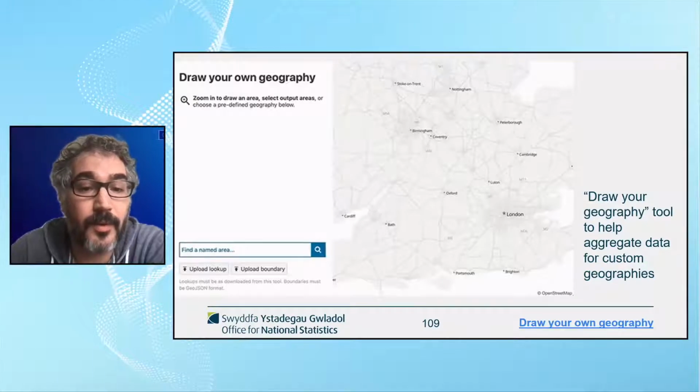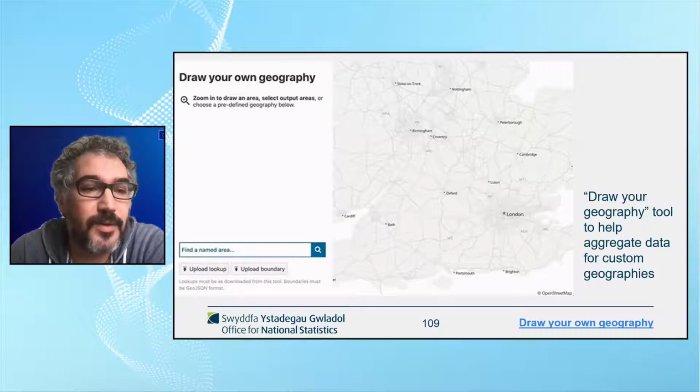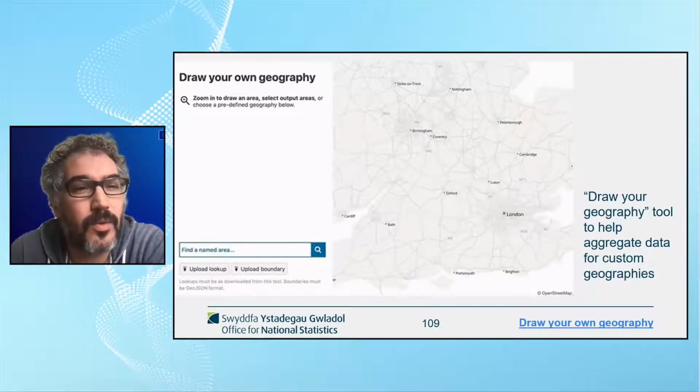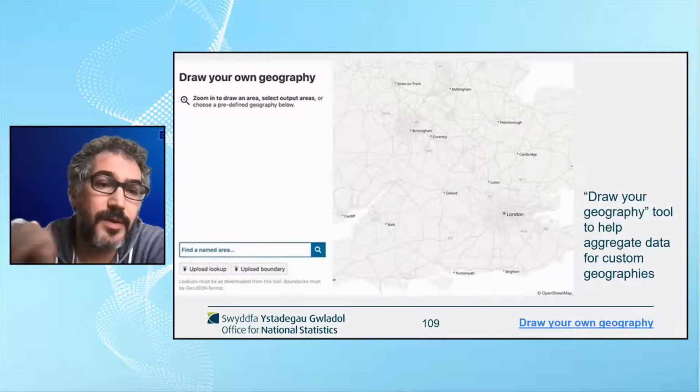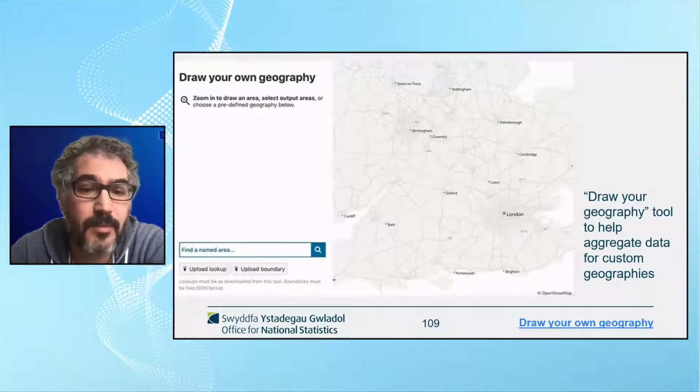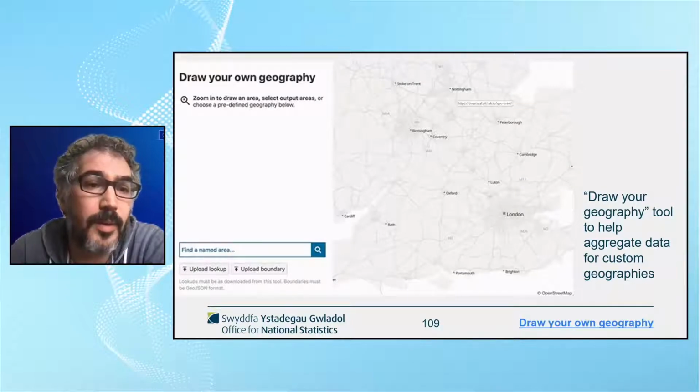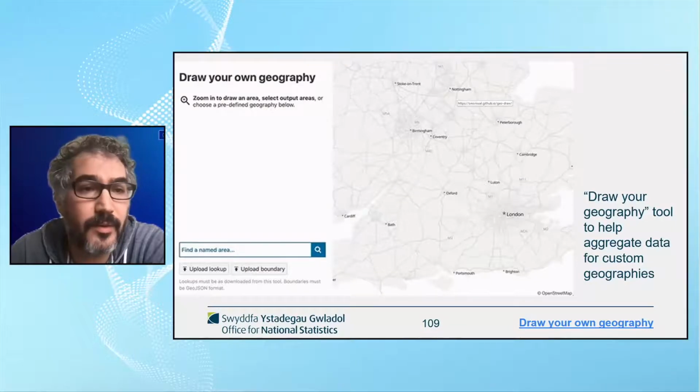The possibility also, there was supposed to be an animation here, but to actually be able to draw bespoke, or how would you describe them, custom geographic areas, using the smallest geographies to build up custom areas that might represent non-standard geographies. So maybe an urban neighborhood or something like this, and to be able to get data for those areas as well.